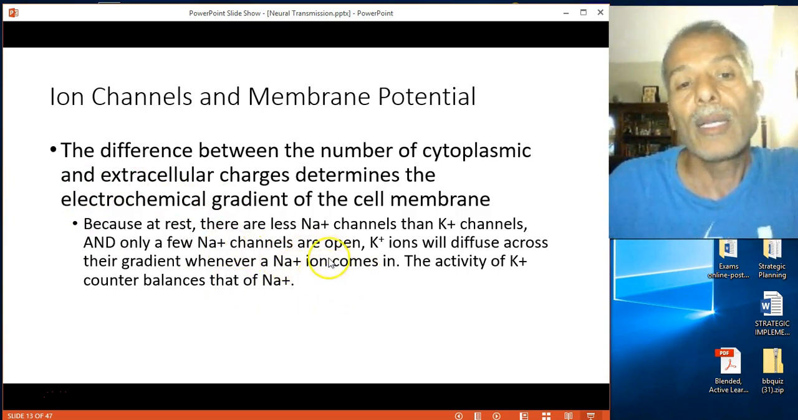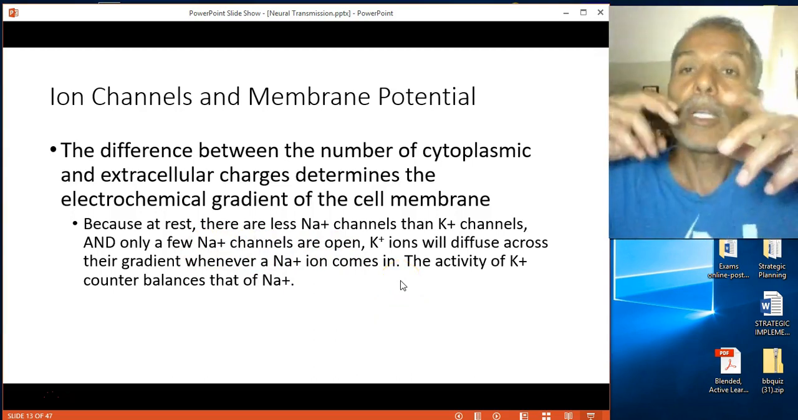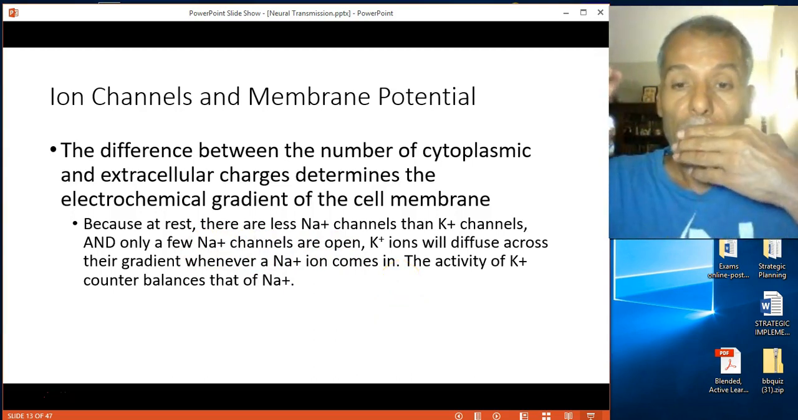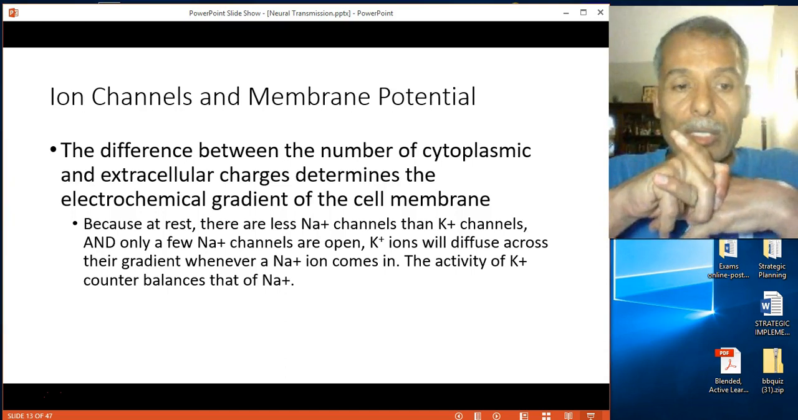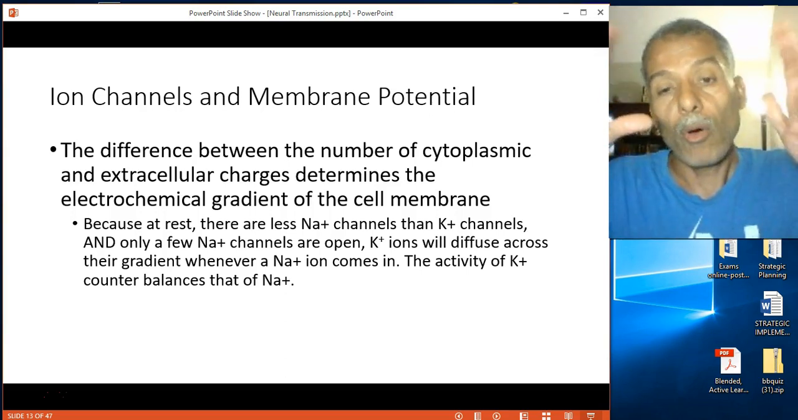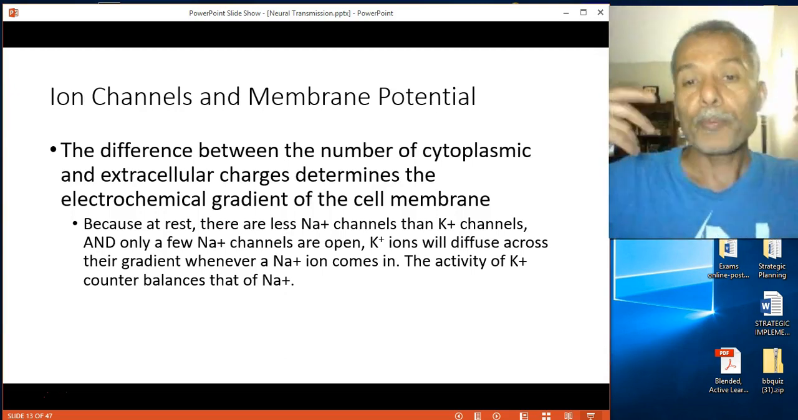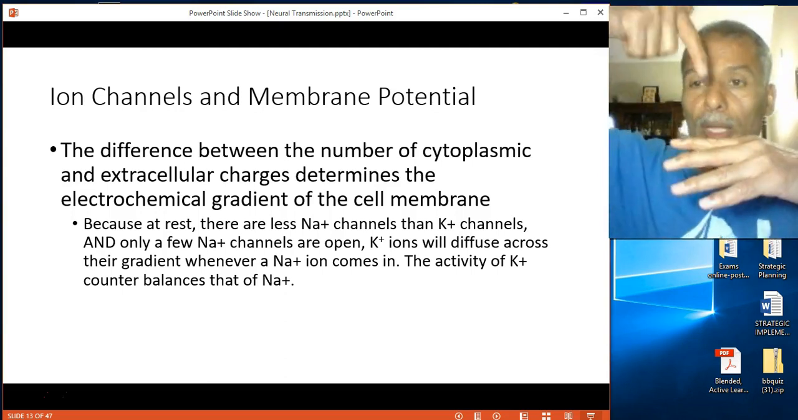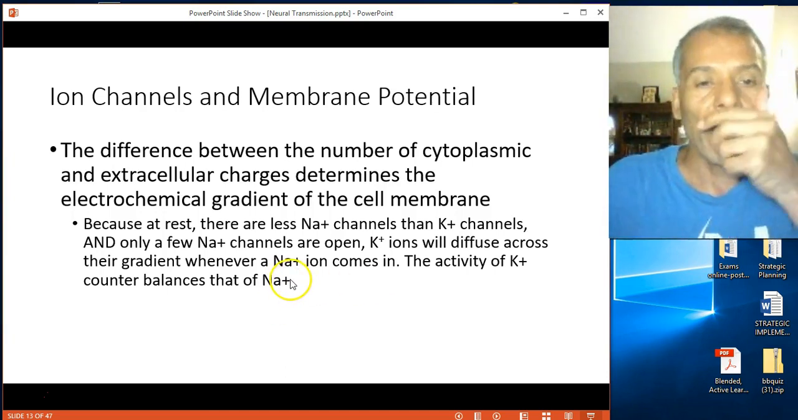So again, because at rest, there are fewer sodium channels than potassium channels, and only a few sodium channels are open, naturally the potassium wants to leave, to exit, and there are many gates that allow it to freely go in and out, across their gradient. And the sodium ions always want to come in, but the gates are mostly closed. So whenever a gate is opened to allow one sodium, then one potassium will exit.